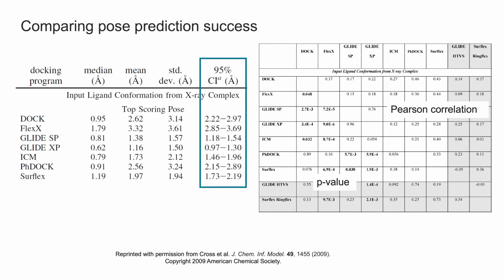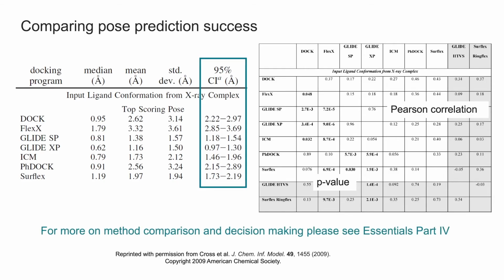In the upper triangle of this table is the correlation coefficient, measured using the Pearson coefficient, between results from different tools. So the lower this number, the less closely the two tools correlate, the more they behave differently on different systems. In the bottom left, some statistical significance estimators of those correlation coefficients. If you'd like to know more about confidence intervals and decision-making generally in molecular modeling, please join me for Essentials Part 4.